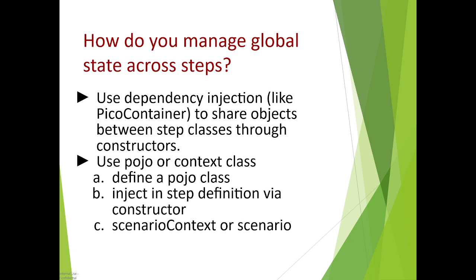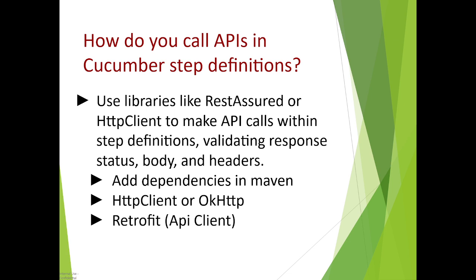Okay, so let's move to the next question. How do you call APIs in Cucumber step definitions? So in Cucumber Java, you can call APIs directly from your step definition using libraries like REST Assured, which is very common and the most famous. We can also use HTTP client, or any other type of API client like Retrofit. Okay, so first we have to add dependencies in Maven.